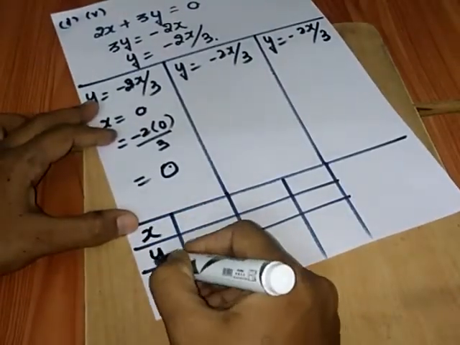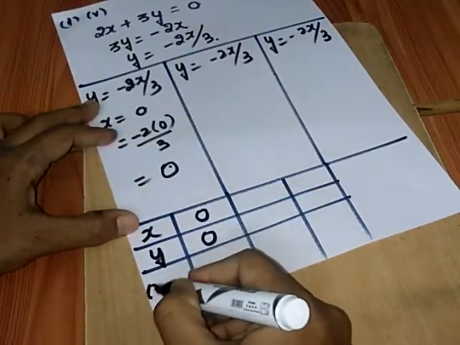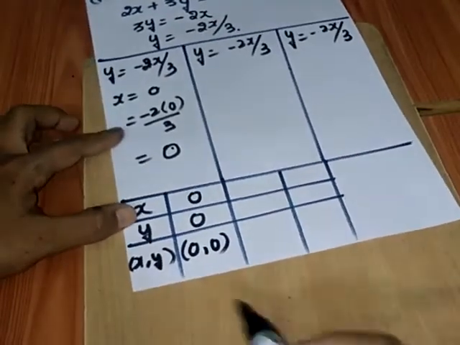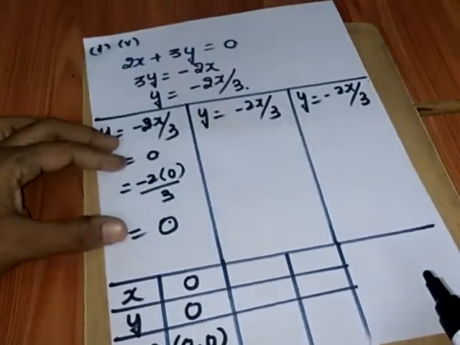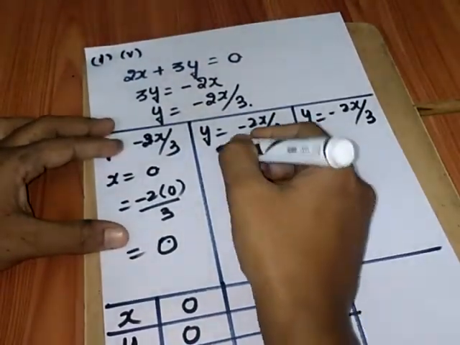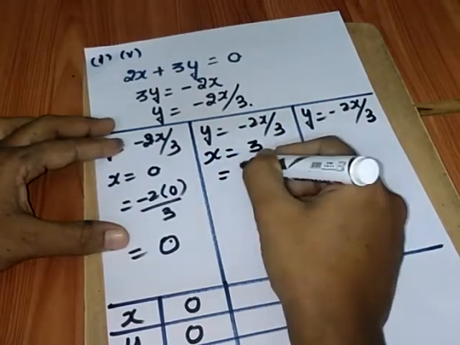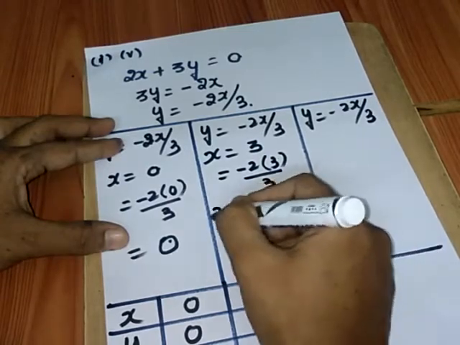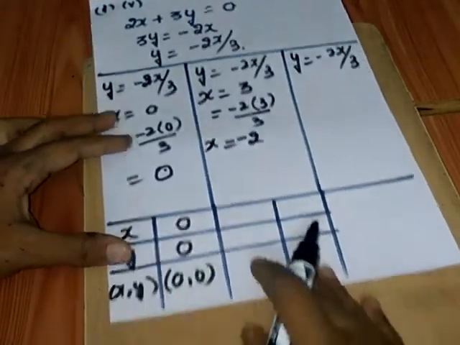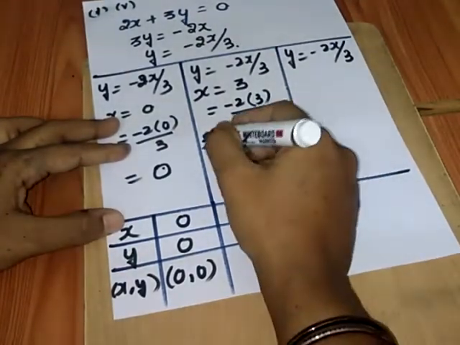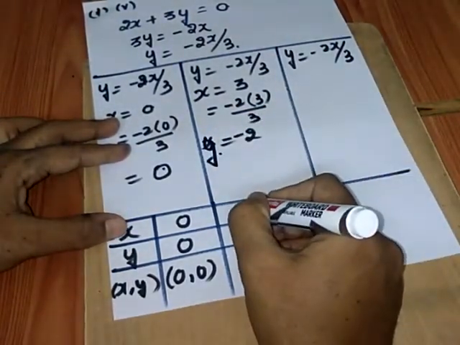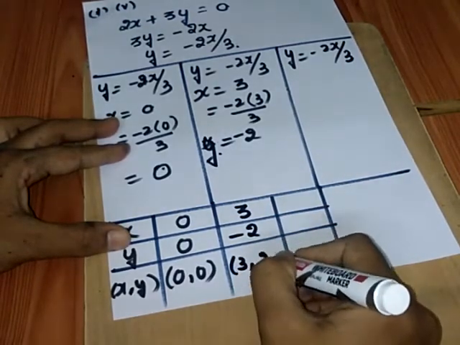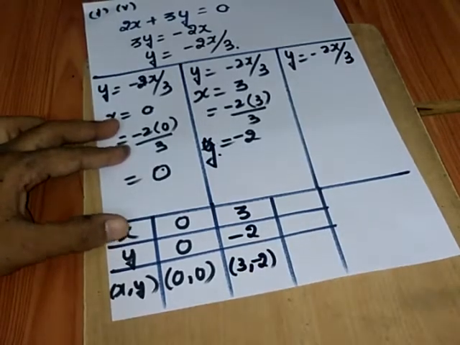Fill the table. x, y. x is 0, y is 0. Here you can make one more column, children. What points to be plotted on the graph? x, y. So second one, let me take the value of x as 3. x is equal to 3. So minus 2 into 3 by 3, that is y is minus 2. X is 3 and the value of y is minus 2. Hence the point to be plotted on the graph is 3, minus 2.